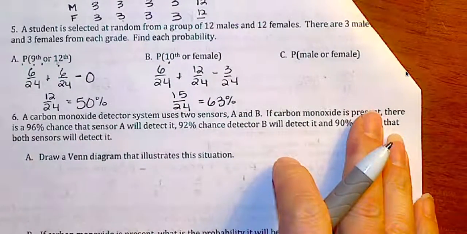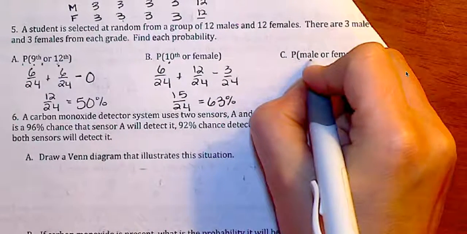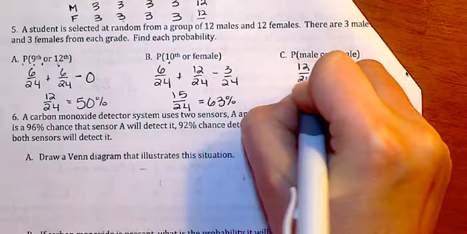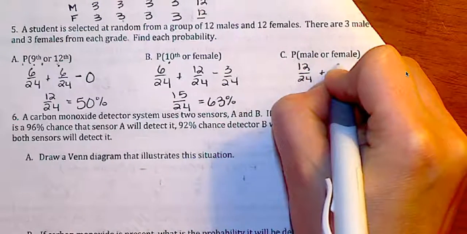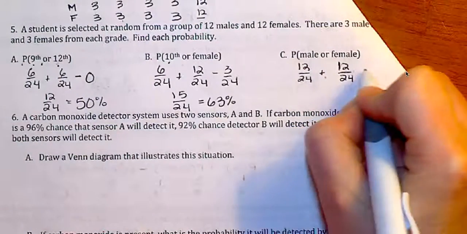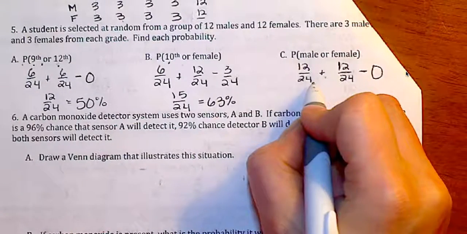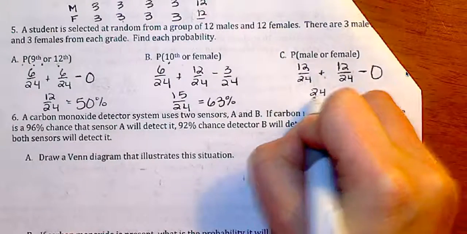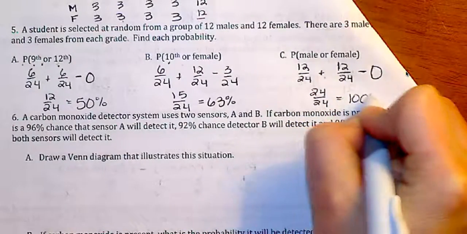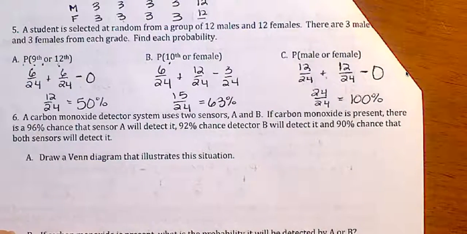Let's talk about C. Probability of male or female. The probability of choosing a male student would be 12 out of 24. The probability of choosing a female student would also be 12 out of 24. And you subtract the overlap, which is none. You're either one or the other. So then we end up with 24 out of 24. So there's a 100% chance that if you pick a student at random, they are either male or female. And some of you probably figured that out before you even made any fractions here. So excellent for you if you did.